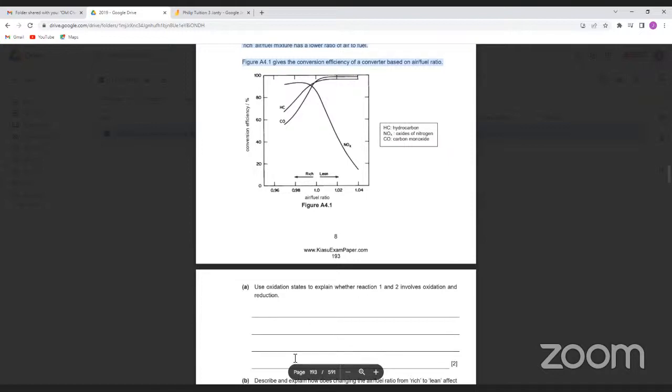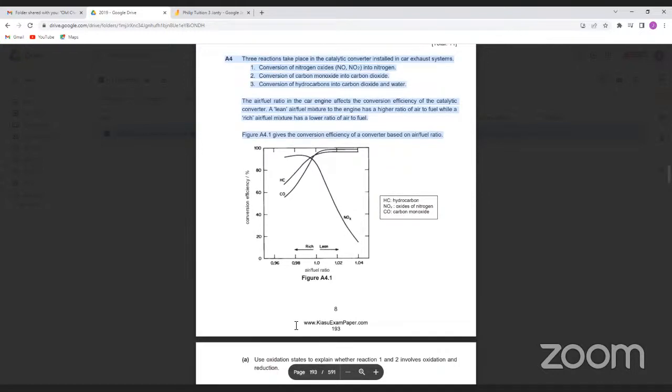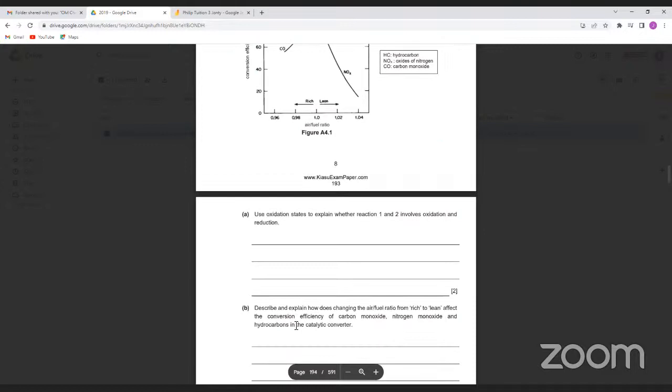Okay, which one do you have trouble with? You have done this before, huh? Use oxidation states. I don't remember because it was so long ago. Use oxidation states to explain whether reaction 1 and 2 involve oxidation or reduction. Oxidation state is easy. Can you do it by yourself, or do we have to do it together? I can do it. Okay, let's forget that.